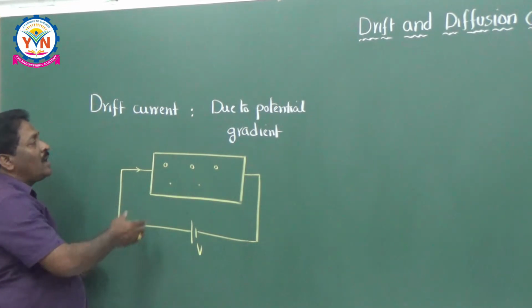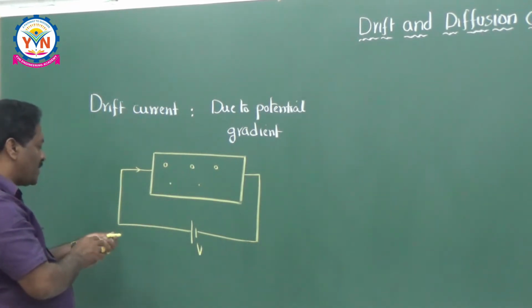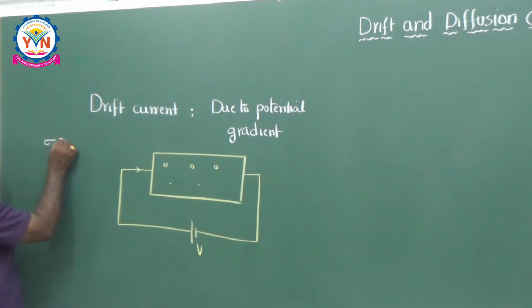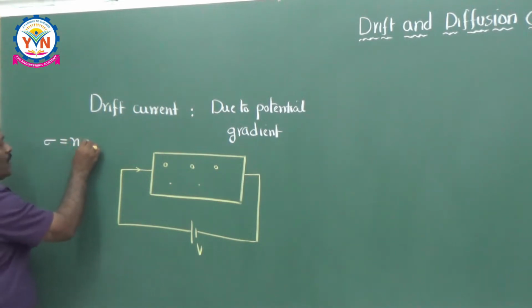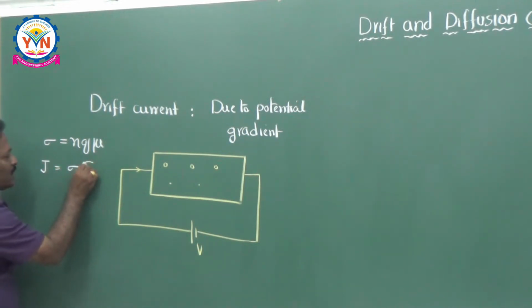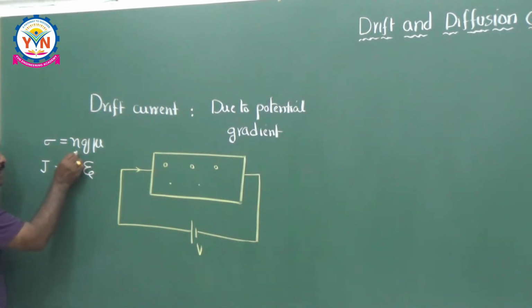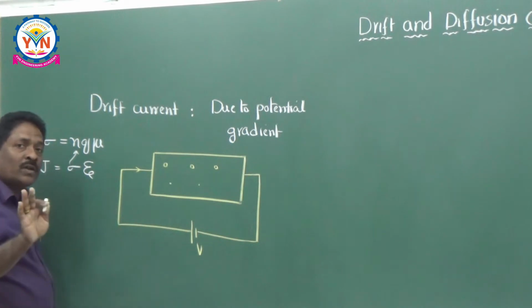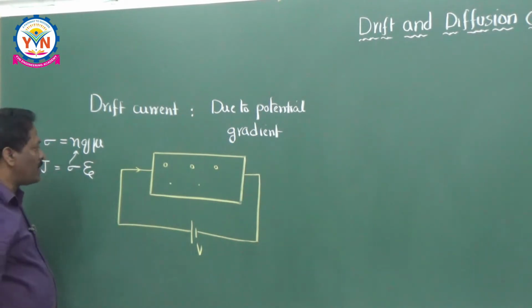Already in the previous class I told you the conductivity definition. What is conductivity? Conductivity sigma is equal to n q mu, and the current density J is equal to sigma into Xi. These are the expressions I already told you. Sigma is the conductivity. Therefore, write this expression for holes as well as for electrons, because in a semiconductor there are two types of carriers, holes as well as electrons.